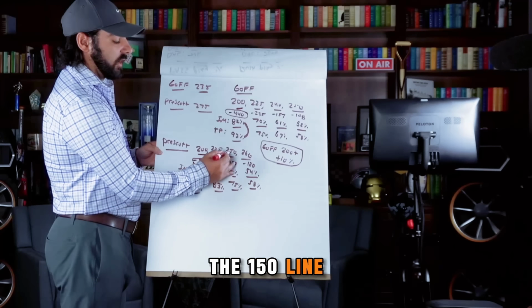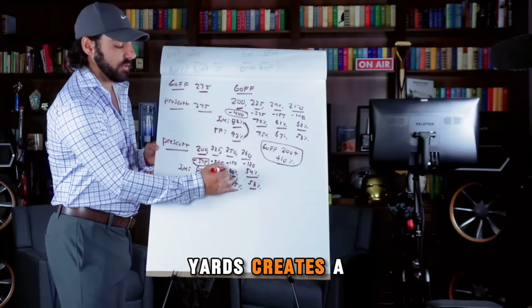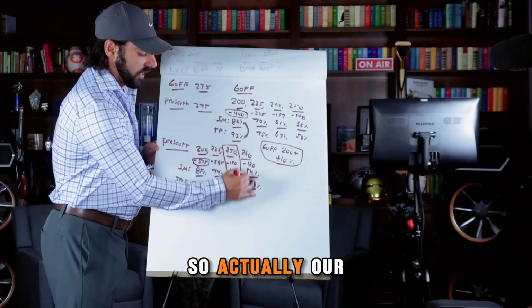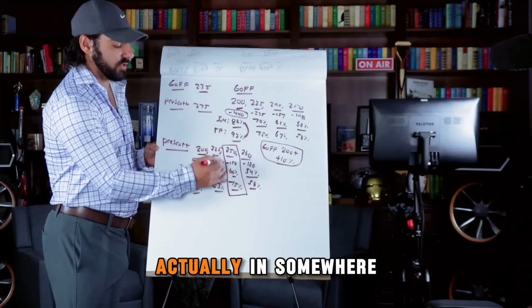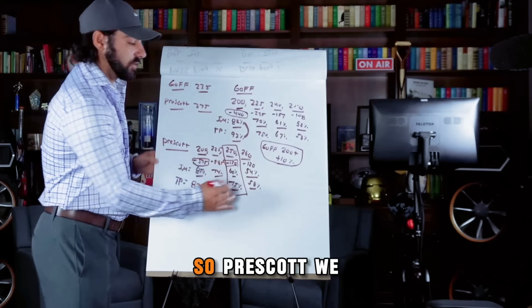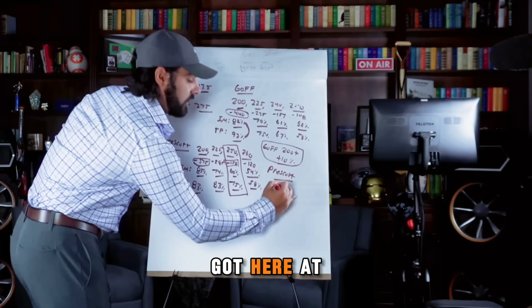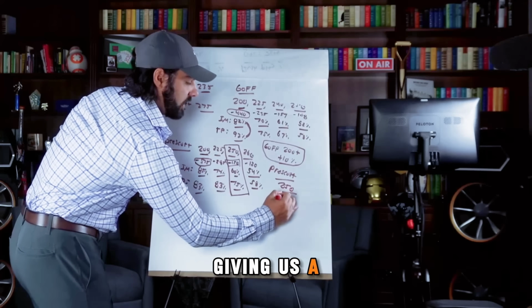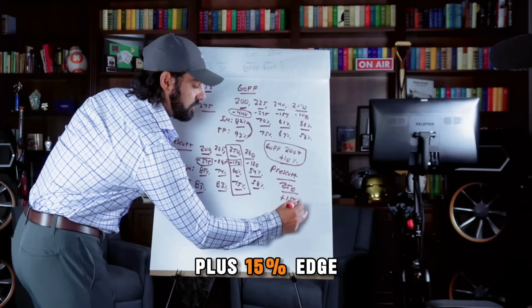The 150 line at 250 passing yards creates a 15% edge here. So actually our best edge is somewhere in the middle here, where it's 250. And our odds actually aren't that bad. So Prescott, we got here at 250, giving us a plus 15% edge.